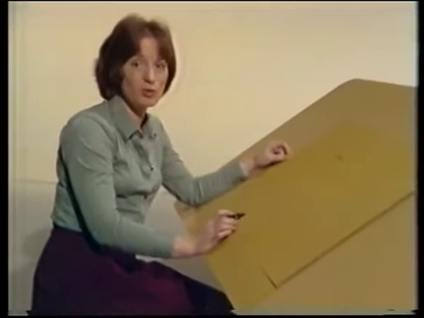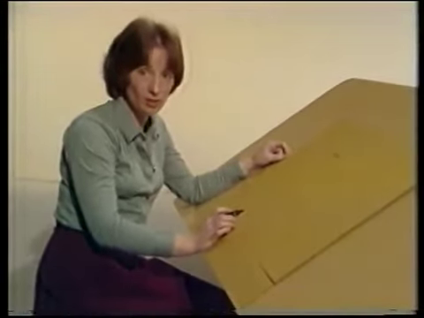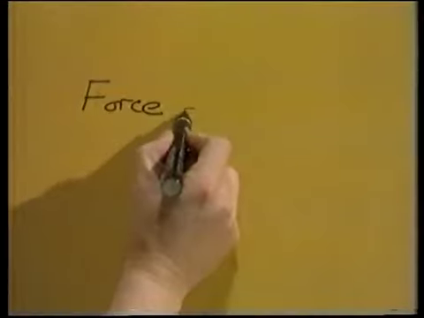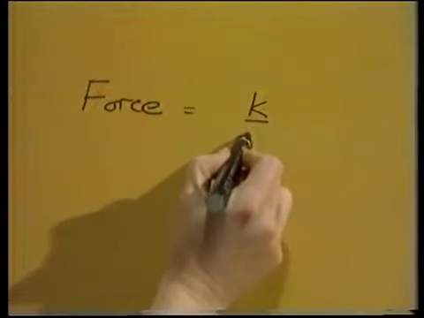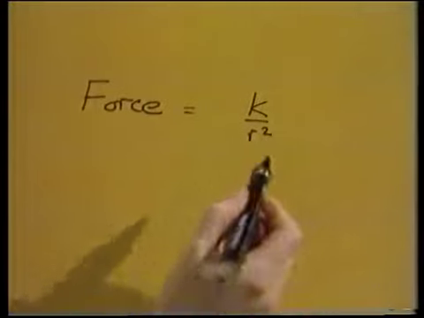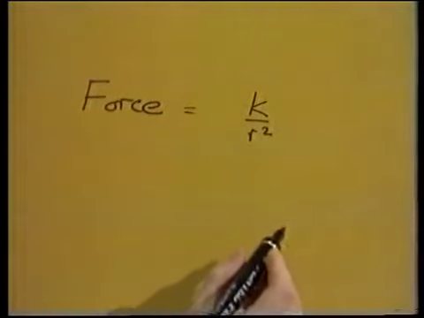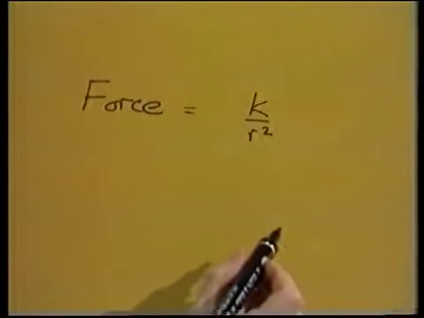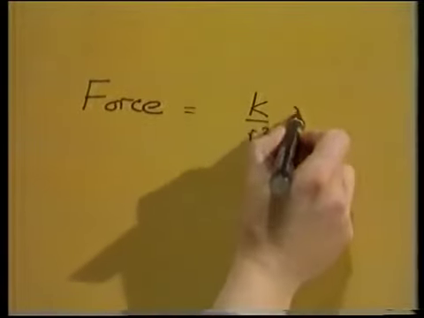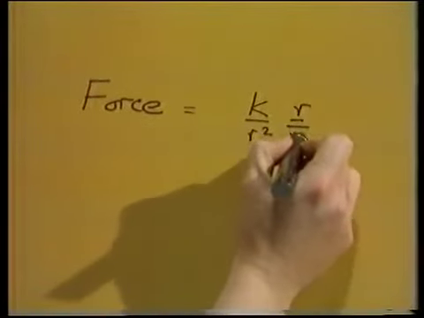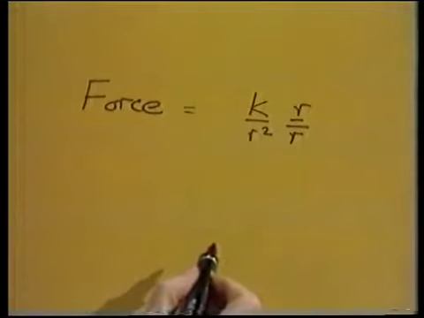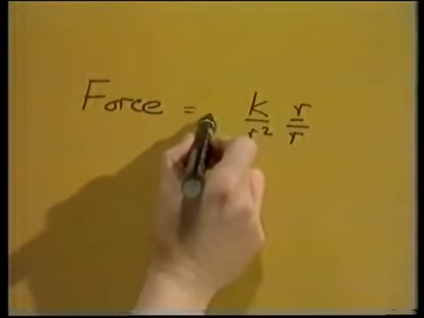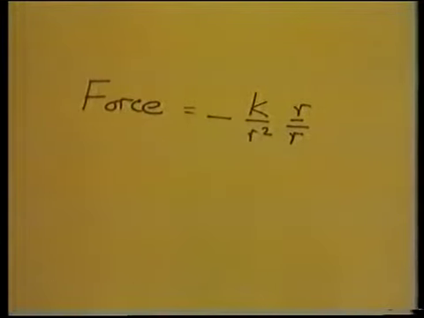Well, the first step in the hunt for the scalar field is to write down just what the force is. Now you remember that the force was proportional to 1 over the distance squared. We can write that as k over r squared. And it's in a direction in towards the centre, and the direction then is r over r, the unit vector in the radial direction, and it's inwards, that's in the negative r direction.